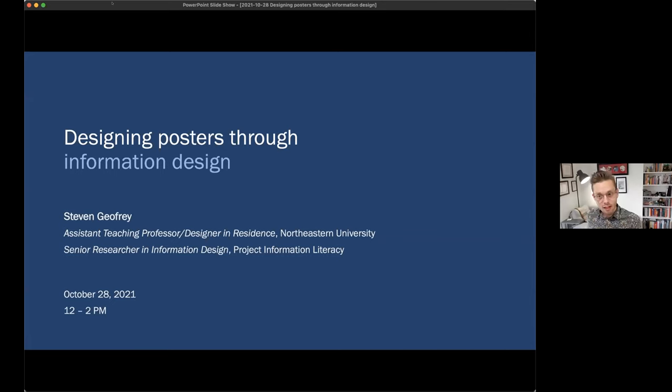from information design that apply not only to posters, but also to figures and visualizations of data. And what we'll see is that a lot of these principles apply at every scale of resolution in which we think about how we design for the communication of information.